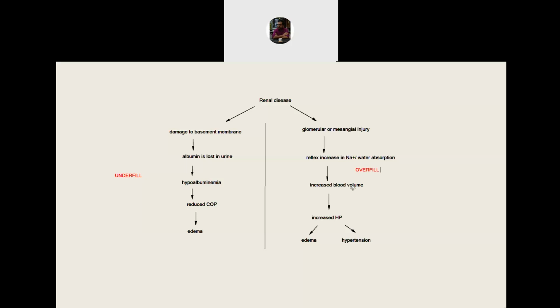So underfill mechanism explains edema due to loss of albumin. Overfill mechanism explains edema due to increased sodium water absorption. Blood pressure will only rise if there is increased sodium and water. So hypertension can be explained by the overfill mechanism and not by the underfill mechanism. So I hope this is clear to everyone.